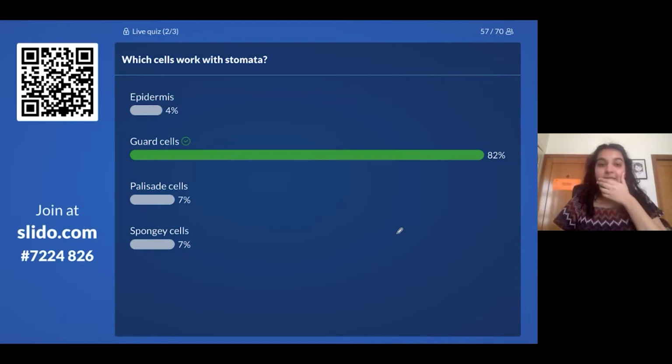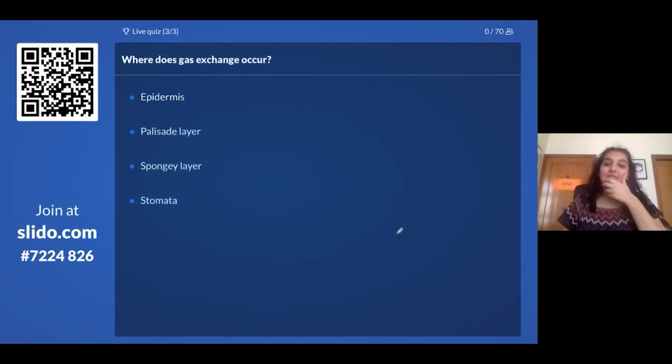And then final question, where does gas exchange occur? Epidermis, palisade layer, spongy layer, or stomata? This is the last question, so make sure you answer super fast because this might be your chance to get ahead and find your place on the leaderboard at the end.